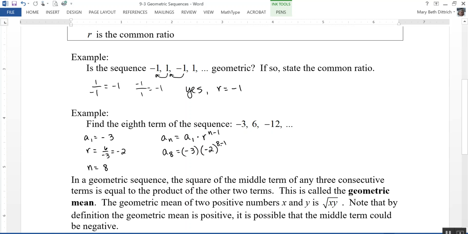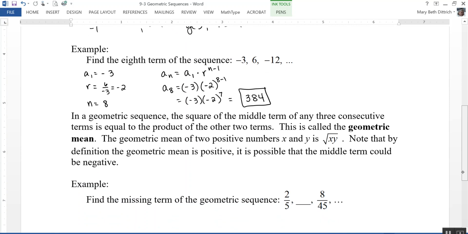Now remember your order of operations. I need to evaluate the exponent first. So that's going to be negative 3 times negative 2 to the 7th. And then when I put that into my calculator, I get that that equals 384.